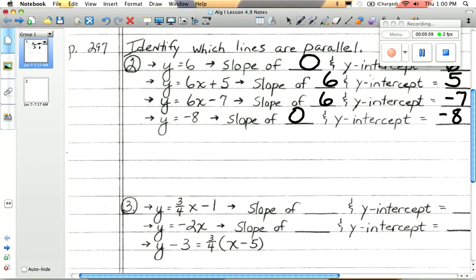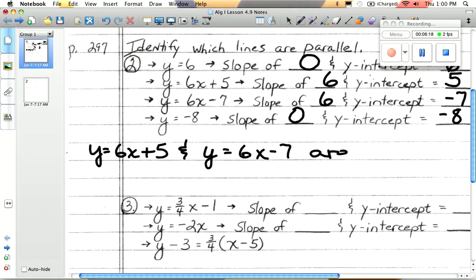If it's not a vertical line, they have to have the same slope and different y-intercepts. So, do we have any sets of parallel lines? Yes. Which ones? The second and third. Okay, so we're going to state that y equals 6x plus 5 and the third one you said, y equals 6x minus 7, are parallel.